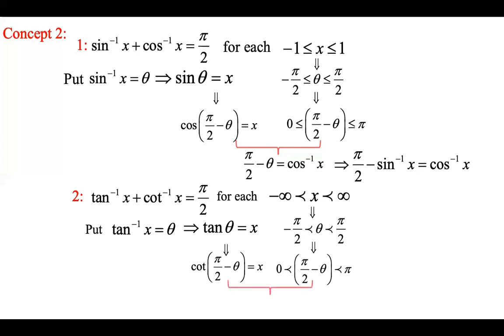Now observe these two things. Cot of some angle is equal to x, and that angle is from 0 to pi. That means cot is applied on some angle, and that angle is perfectly in the invertible interval of cot. Therefore I am inverting the cot. So pi by 2 minus theta is equal to cot inverse of x. Therefore pi by 2 minus tan inverse x is equal to cot inverse x. That is the same as tan inverse x plus cot inverse x is equal to pi by 2.